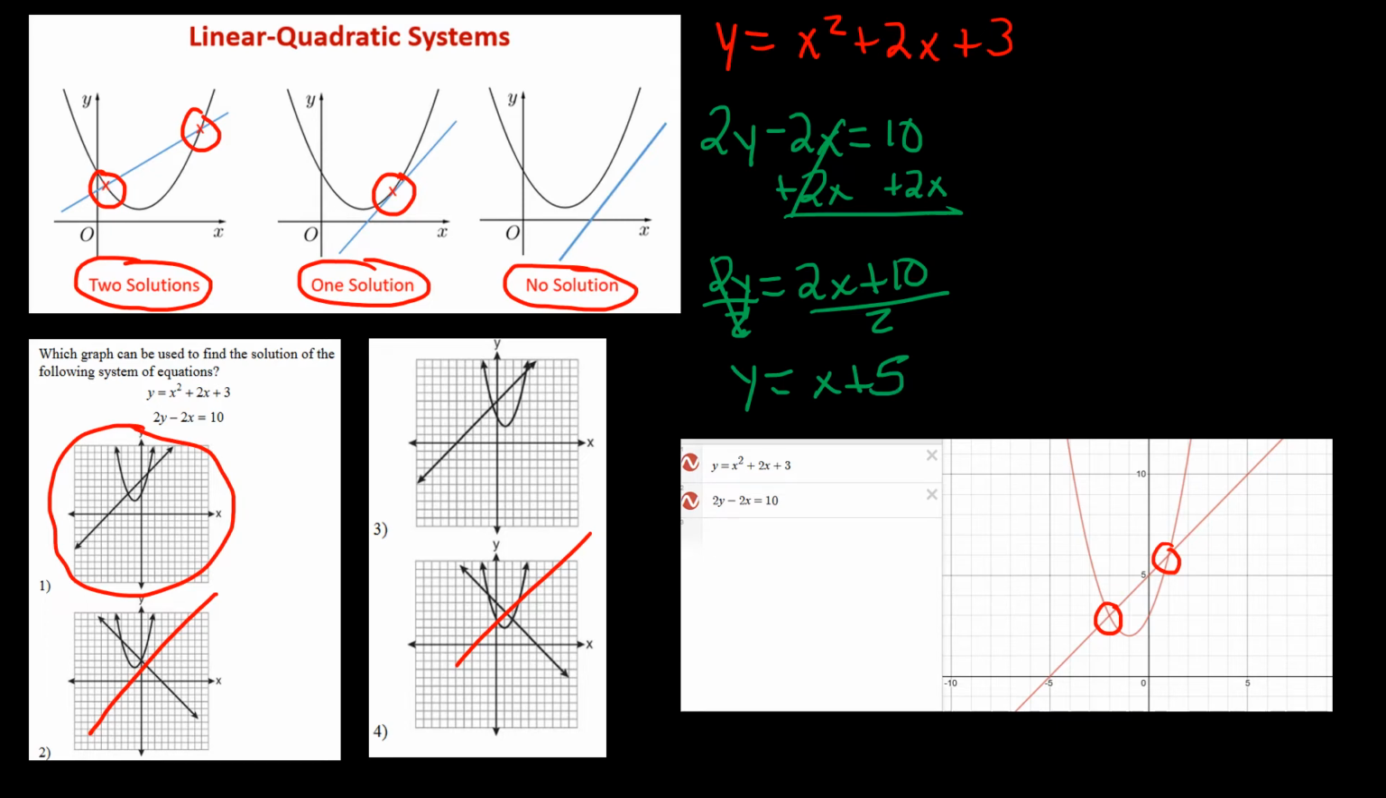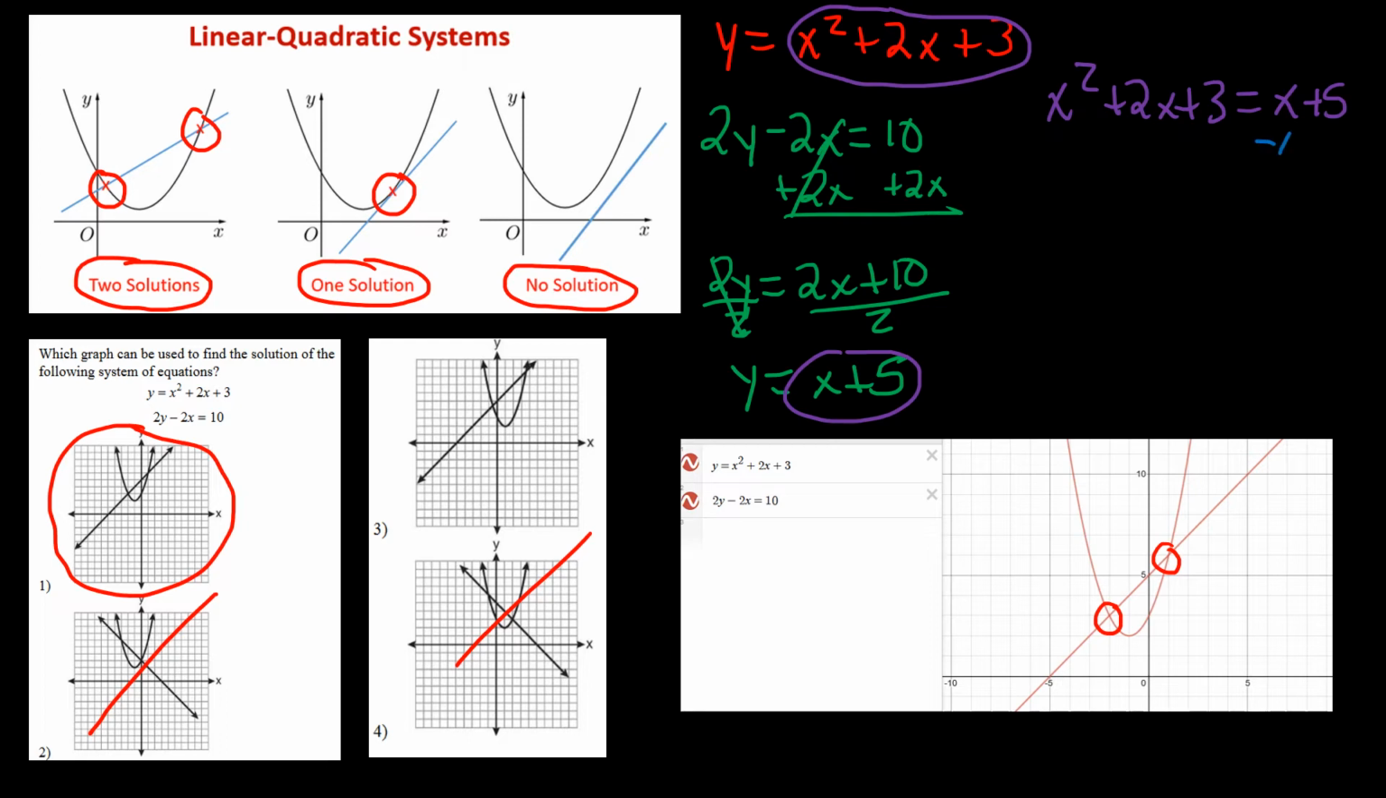And so if you want to solve for x, you would set the two y parts equal to each other. This part and this part, resulting in x squared plus 2x plus 3 equals x plus 5. And we want to set all this equal to 0. So to do that, we would subtract x from both sides.